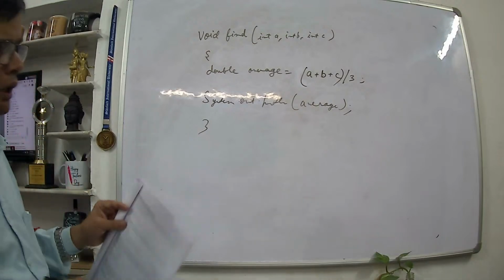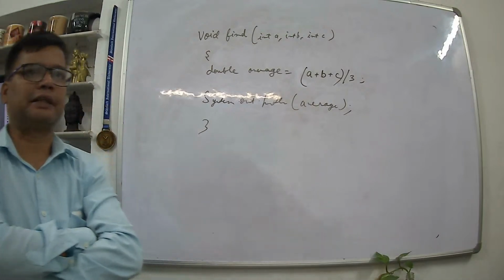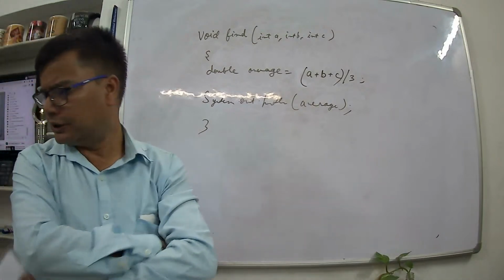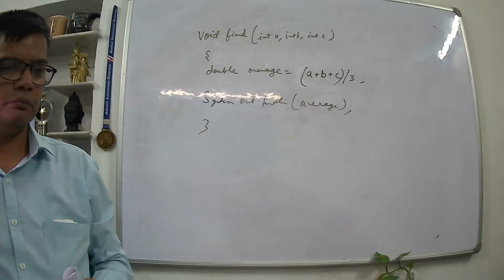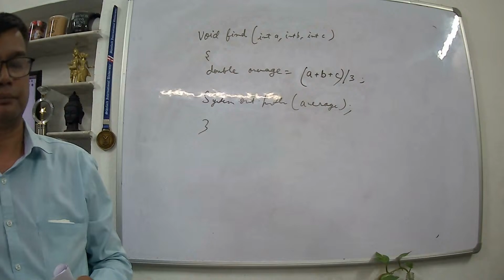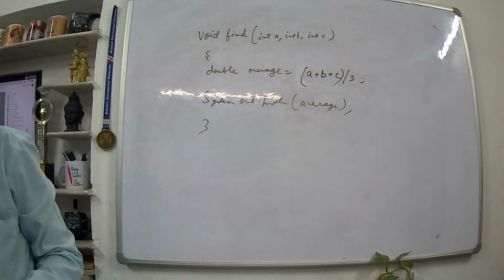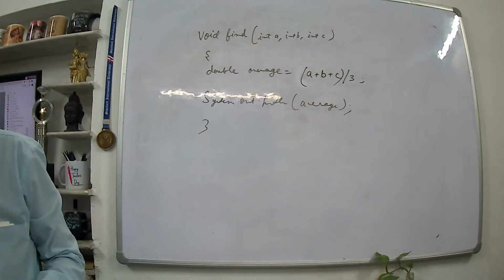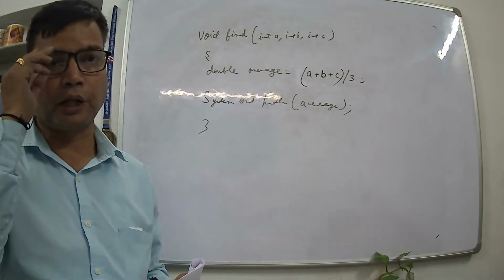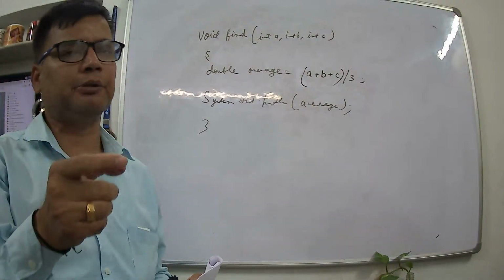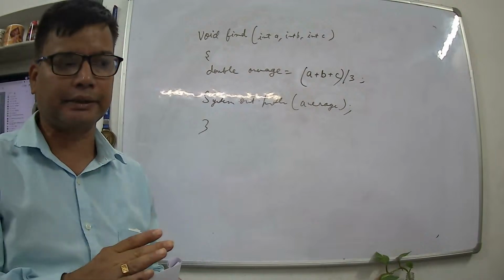So if I talk about it, there are three types of errors as I told: syntax errors, logical error, and runtime errors. Syntax error, logical error, and runtime error. Syntax errors: if there is any mistake in the syntax of the program, like missing semicolon, missing brackets, that is a syntax error.